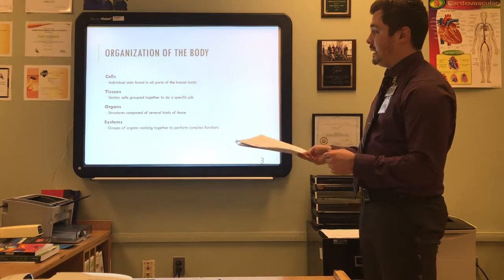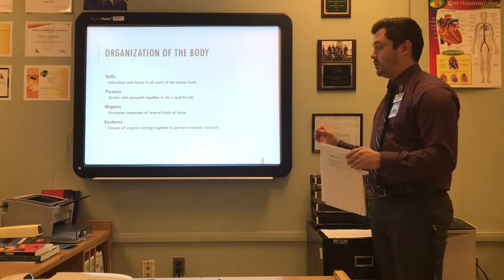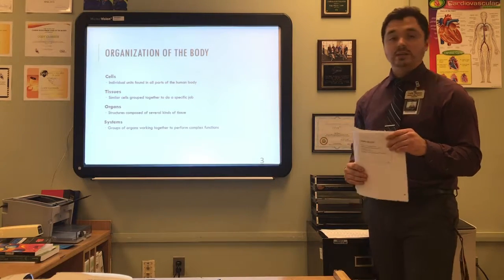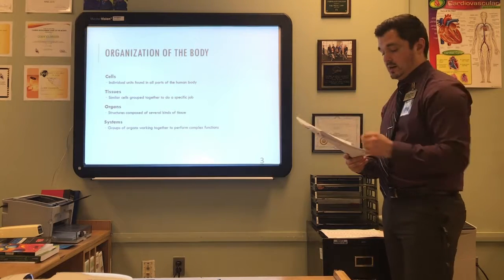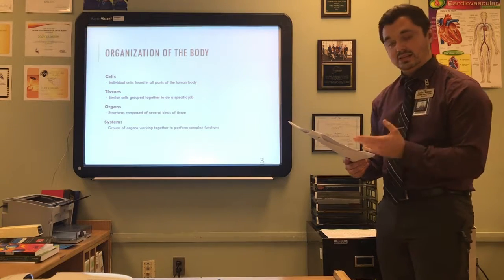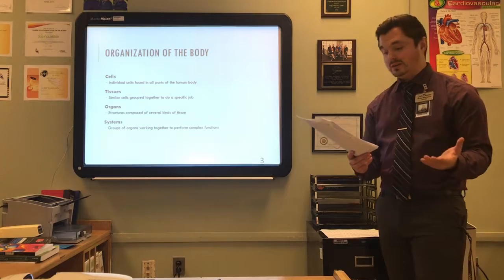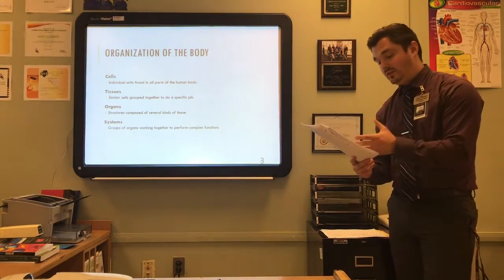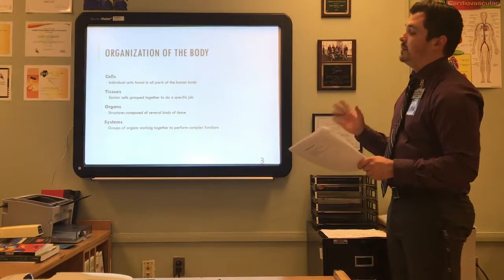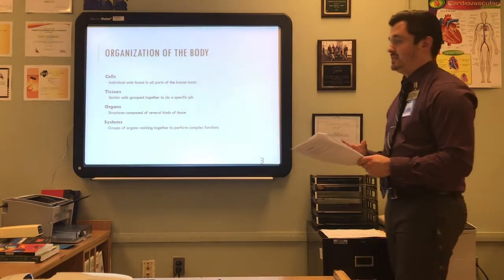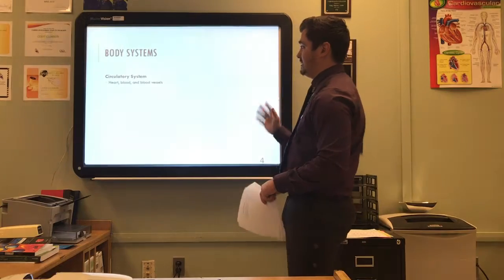Now a system is a group of organs, or different groups of organs, working together to perform complex functions. Now these systems could include the circulatory, the lymphatic, digestive, endocrine, female-male reproductive system, the musculoskeletal, nervous, skin and sense organs, and the urinary system. Now we're going to talk about each individual system coming up in these next slides.